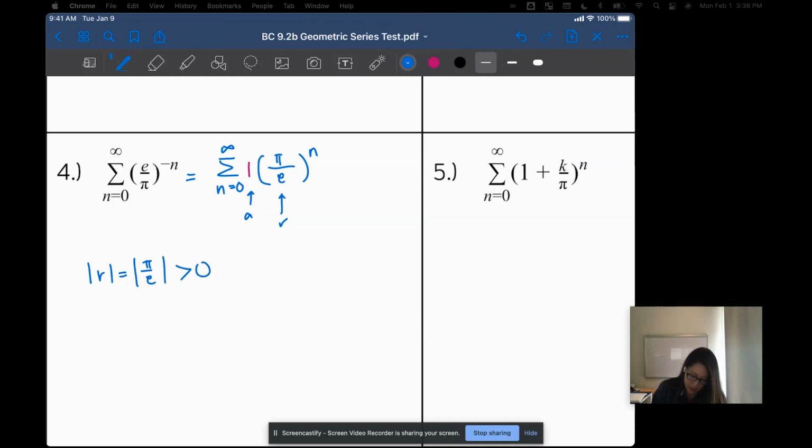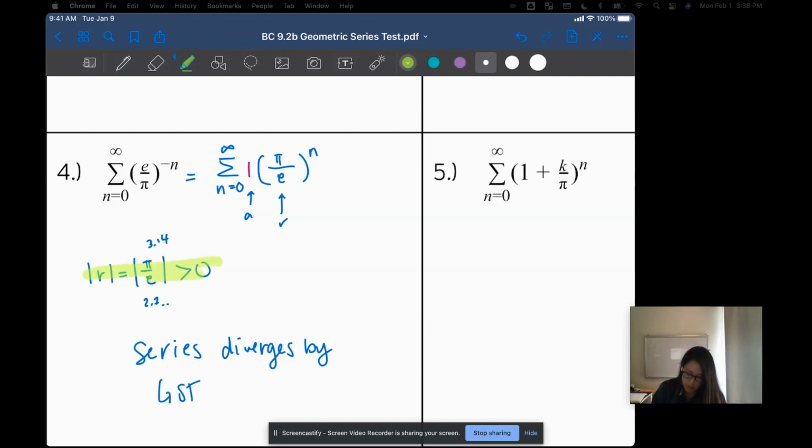This is 3.14 over 2.7, okay? So the series diverges by the geometric series test. So we need these two pieces of information, or actually there's three.